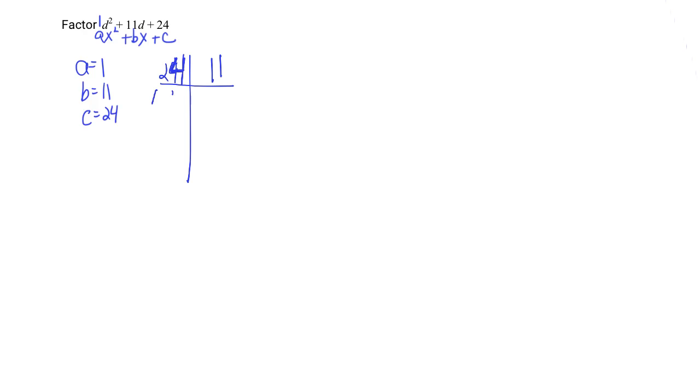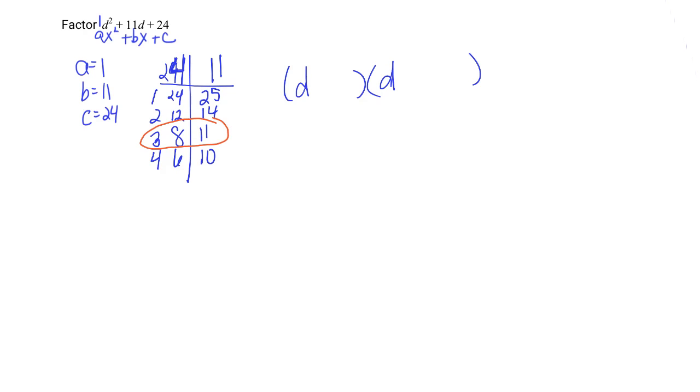All right, 1 times 24, 2 times 12, 3 times 8, 4 times 6. Add them up. 25, 14, 11, 10. Looks to me like we have a winner. 3 times 8. We make 2 parentheses. Our variable goes in the front of each, and our factors that we found go on the back.